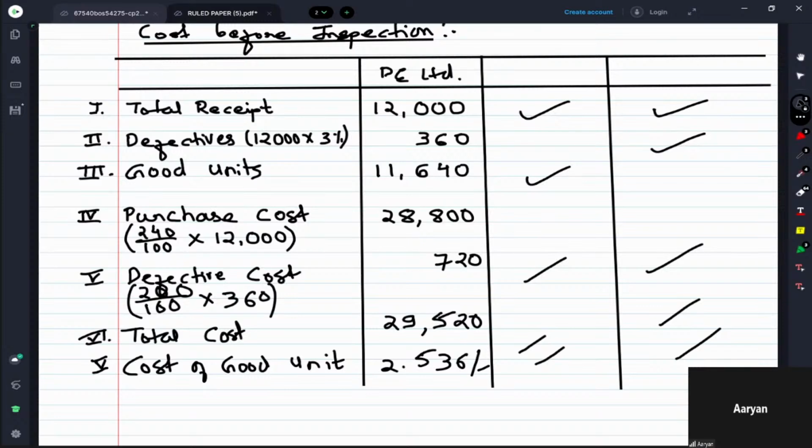And once both the calculations are done, beta, please provide me the cost of good unit if purchased from supplier number 2 and supplier number 3.